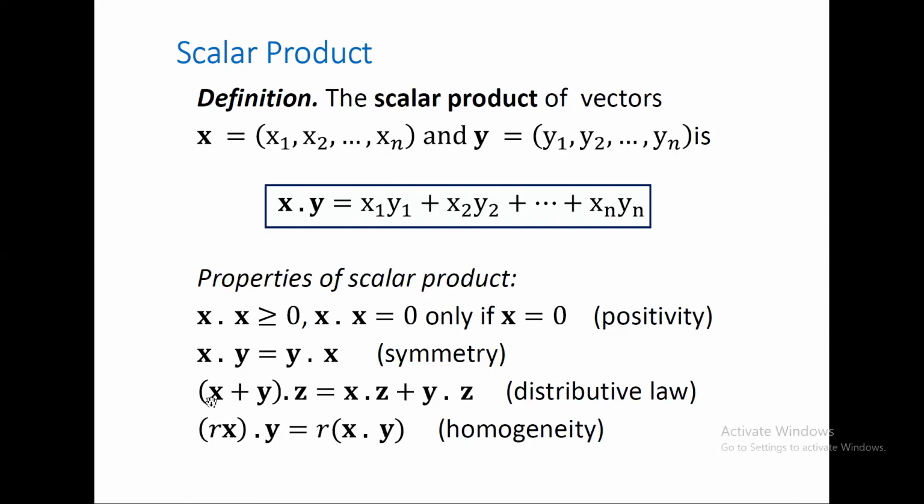Then we have the distributive law, wherein if you have x plus y as the sum of two vectors, and that is taken with the dot product of z, then that is equivalent to taking the dot product of x and z and adding the dot product of y and z, and this is known as the distributive law. Then homogeneity: if you have a vector x and you multiply it by a scalar constant r, and then take the dot product with y, that is equivalent to taking the dot product of x and y, two different vectors, and then multiplying it by the scalar r.